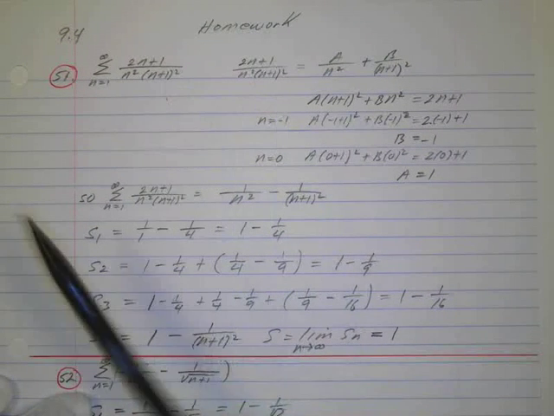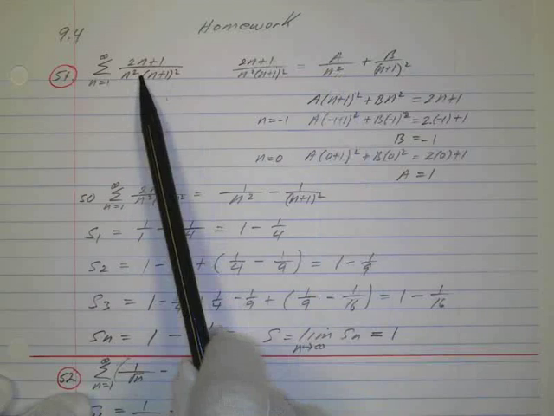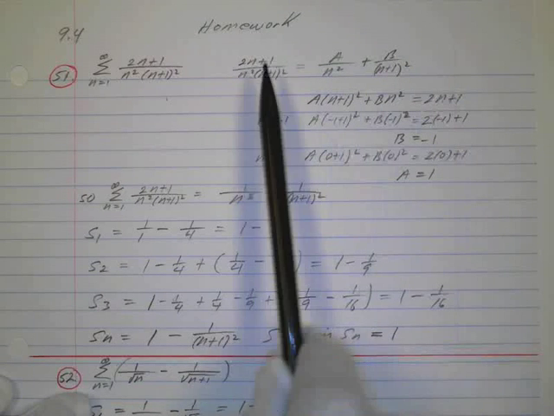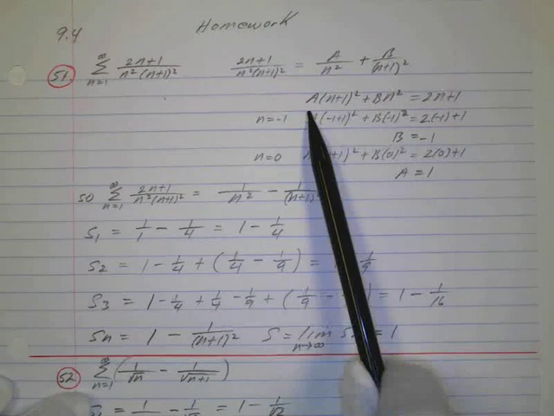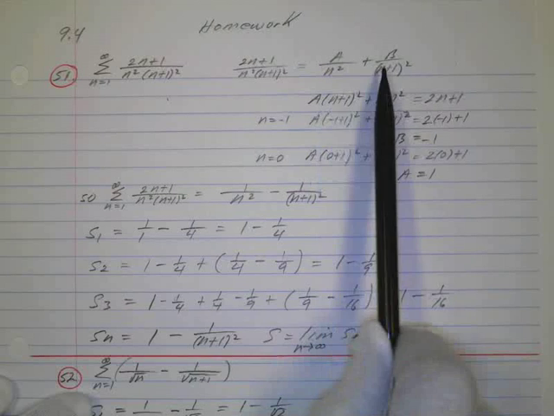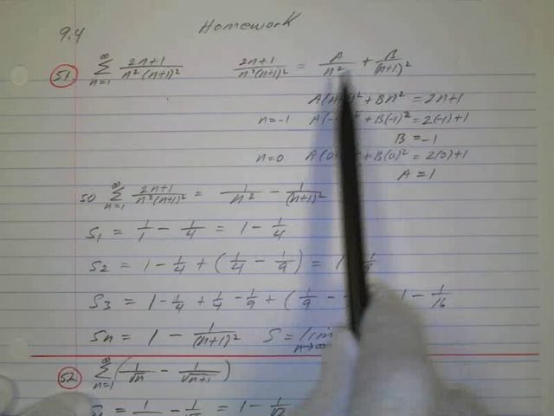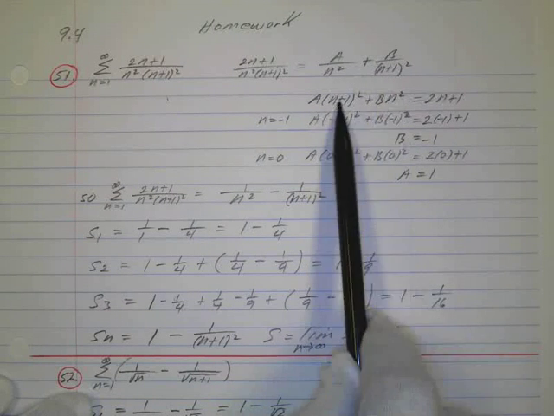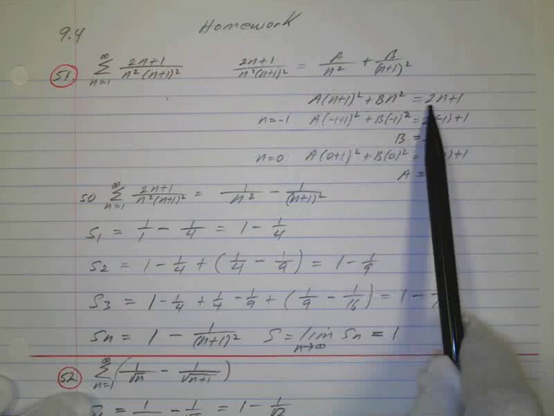So I've got 2n plus 1 over n squared times (n plus 1)... so I've got a over n squared plus b over n plus 1. And that's going to be equal to 2n plus 1. So we just cross multiply. So we have a times (n plus 1) plus b times n squared, and then I've got 2n plus 1.